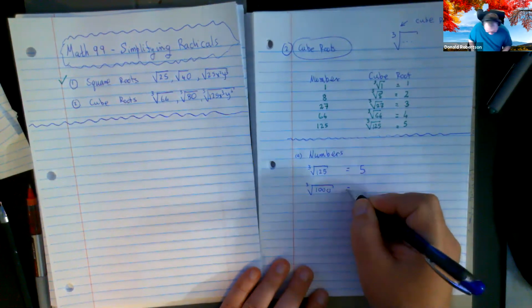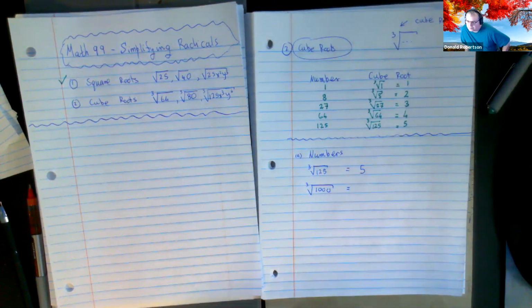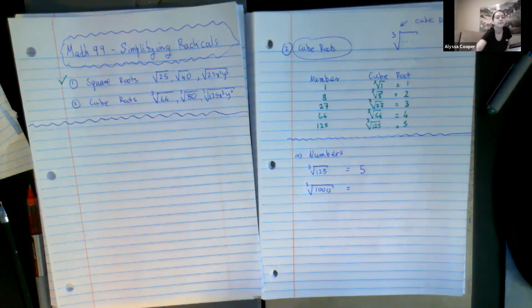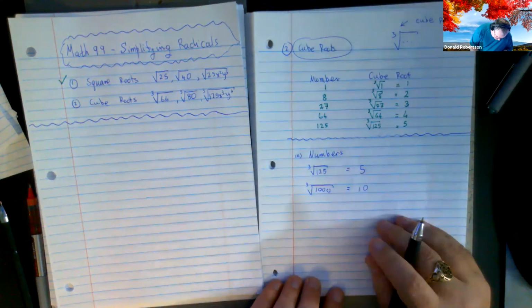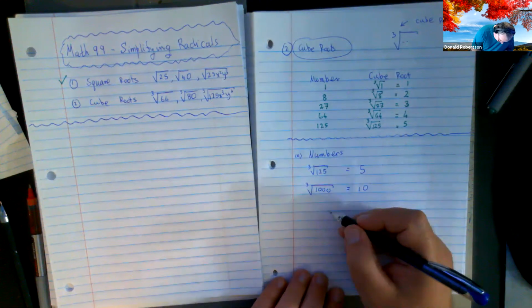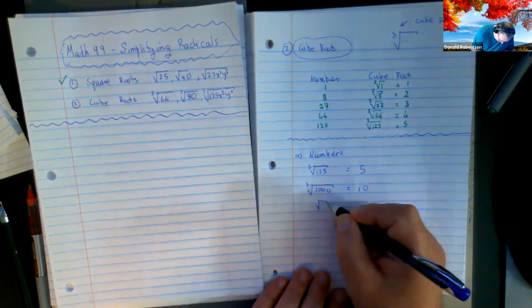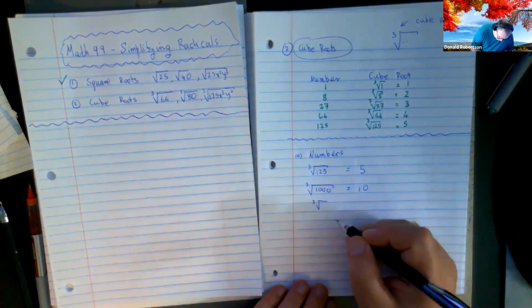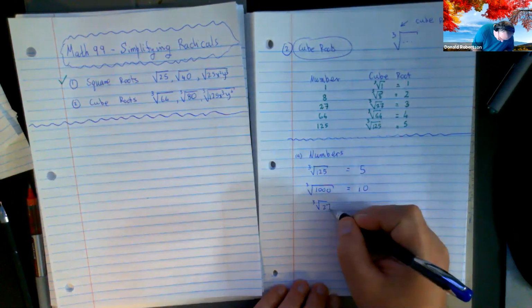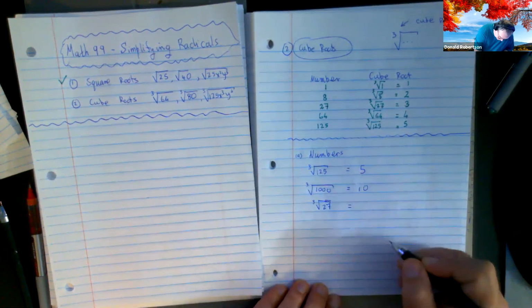You might be able to tell me what that one is, because it is a perfect number as well. It's a perfect cube. What's the cube root of 1,000? And 10. Right. Quite hard to find ones. Okay, I'll just pick that one. Would you agree the cube root of 27 is 3?